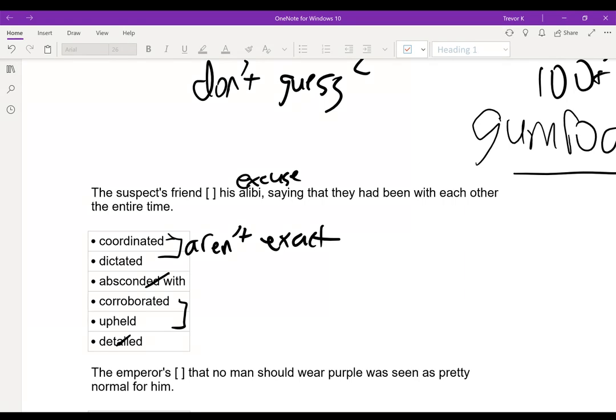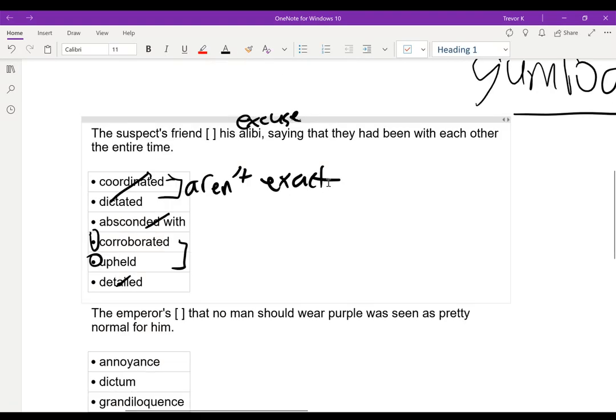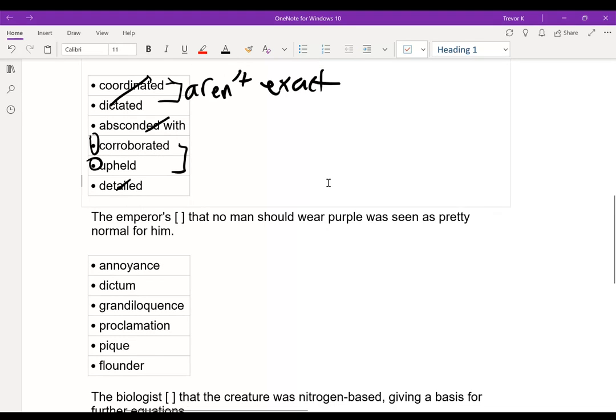But we're not really getting a clue here that the suspect's friend is dictating his alibi, telling him what to say. It's more like he's supporting it. So this is not correct. What we're left with is corroborated and upheld, which work. Both of those mean he's somehow supporting or agreeing with what the suspect said already. All right, cool. Let's go on to our next one.